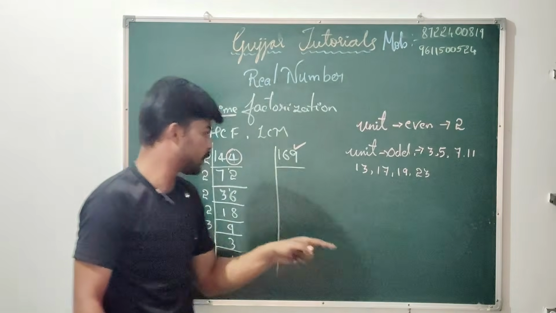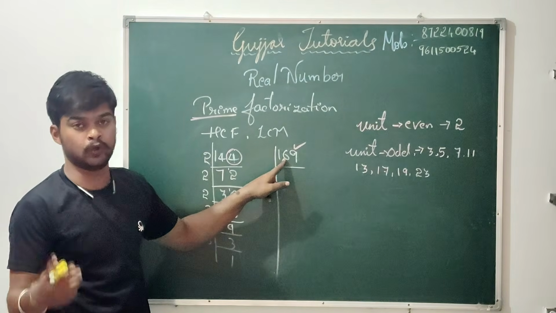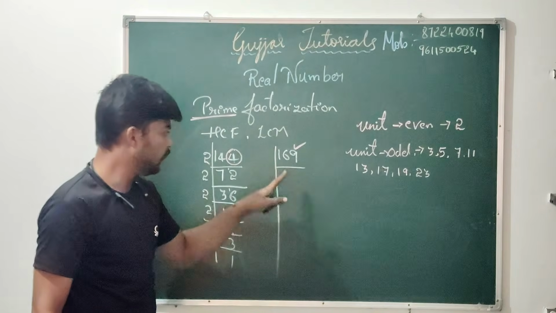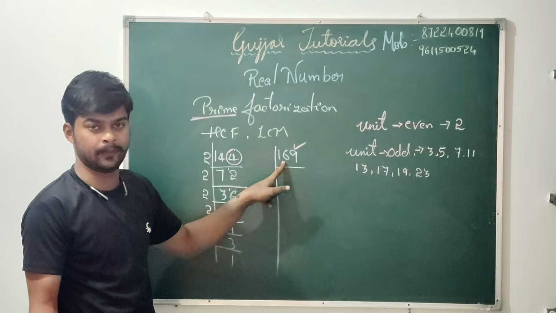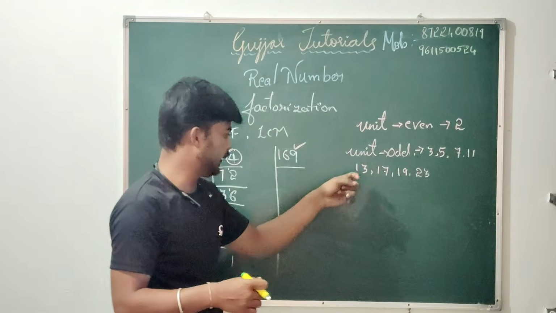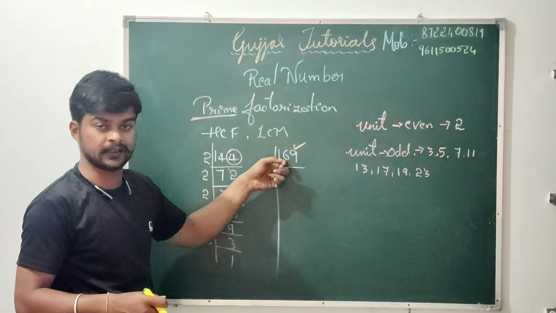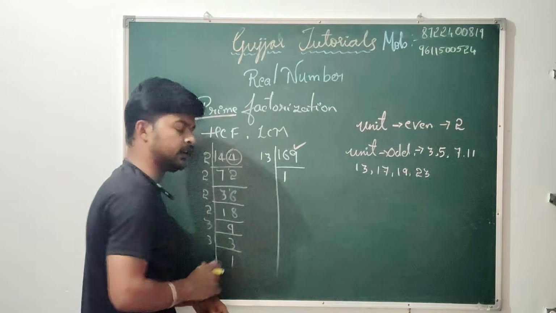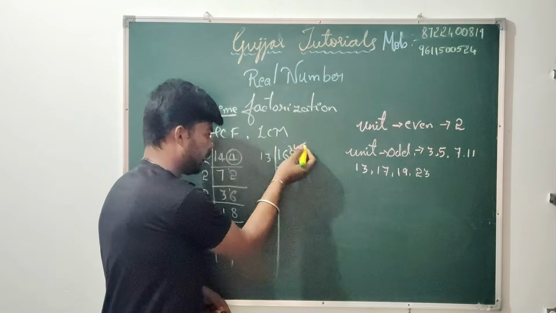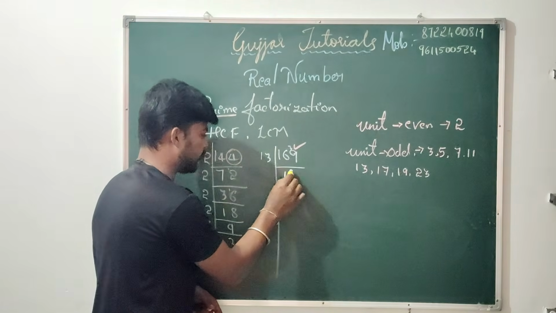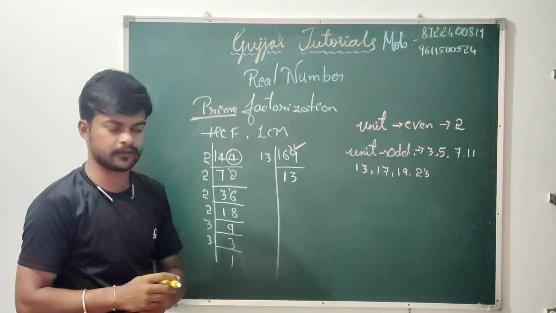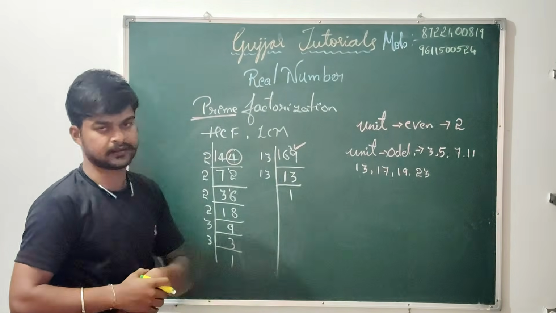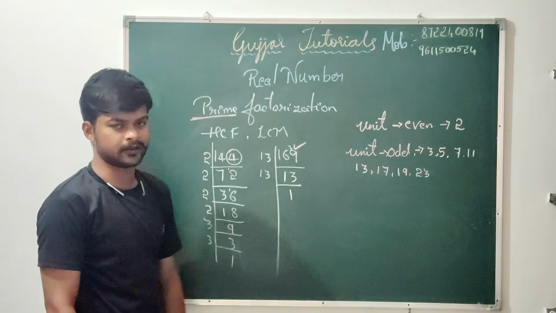We'll check 7, sir. 7 1s are 7, 7 2s are 14. 2 will remain. 29. It won't divide, sir. Then 11. 11 1s are 11. 5 will remain. 59. It's not there, sir. Then 13. 13 1s are 13. 3 will remain. It will become 39. 13 3s are 39. It divides. Then again 13 is there. 13 1s are 13. This is about the prime factorization method.